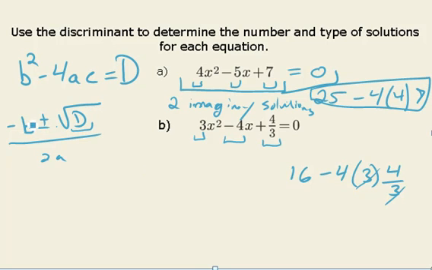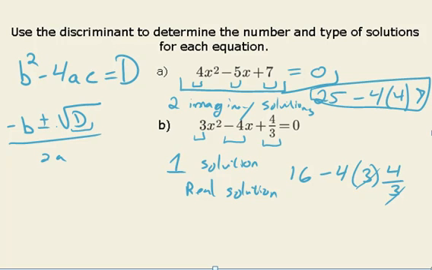Square root of 0 is 0, and I just get minus b over 2a. That is, I get one solution. So here we get one solution. It happens to be a real number solution as well, because we didn't have a negative number under our square root. We had 0. So our solution is just minus b over 2a. So it's 4 over 2 times 3, 4 over 6.